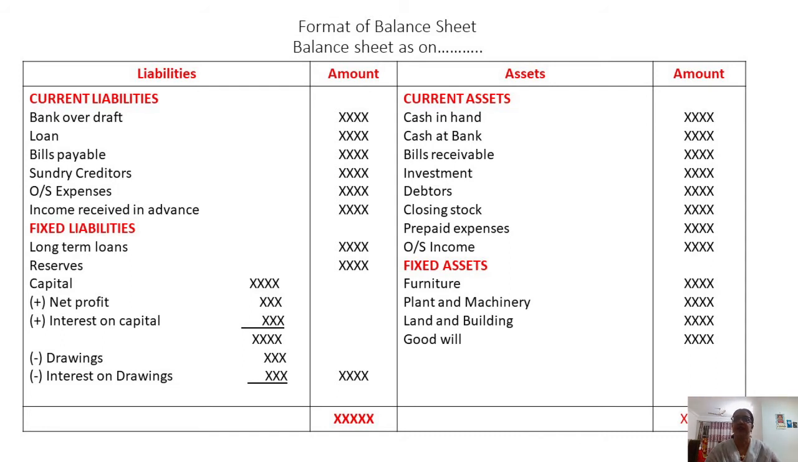Okay. Here this is the position of the business. Current liabilities, we'll discuss liabilities first. There are two types of liabilities: current liabilities and fixed liabilities. Current liability means anything that is repayable in a short span of time, that is, say within a year. In 1 year you need to repay all these expenses. That is current liabilities. Say in that we have bank overdraft.